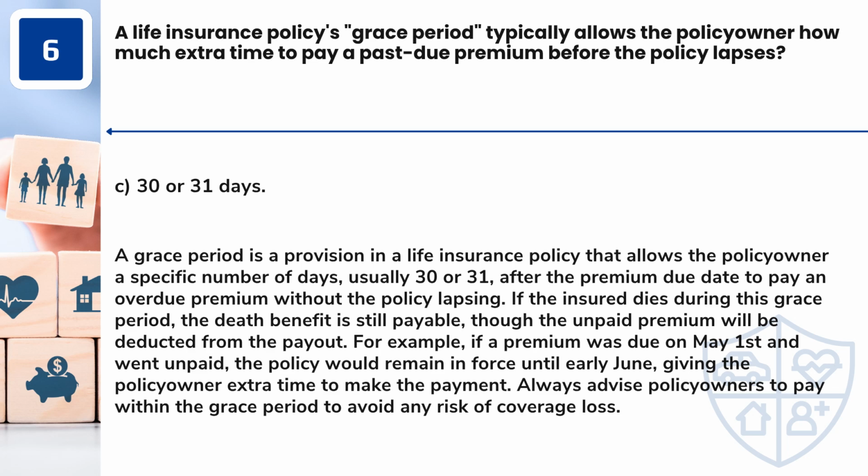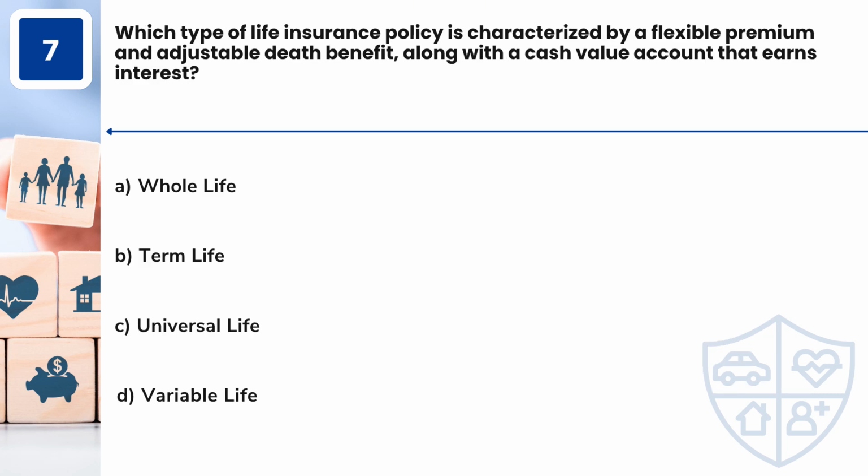Always advise policy owners to pay within the grace period to avoid any risk of coverage loss. Question 7. Which type of life insurance policy is characterized by a flexible premium and adjustable death benefit, along with a cash value account that earns interest? A. Whole life. B. Term life. C. Universal life. D. Variable life.